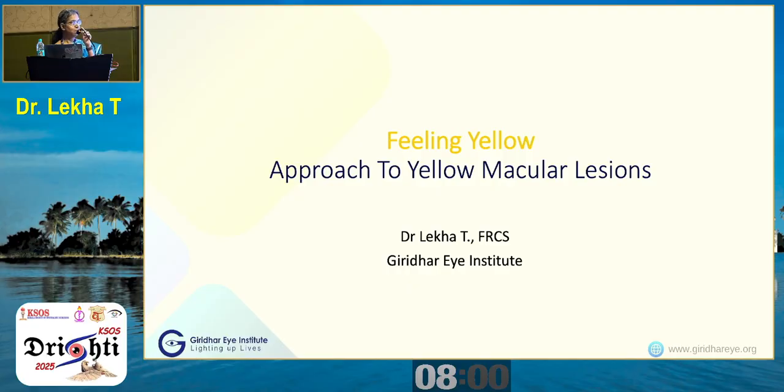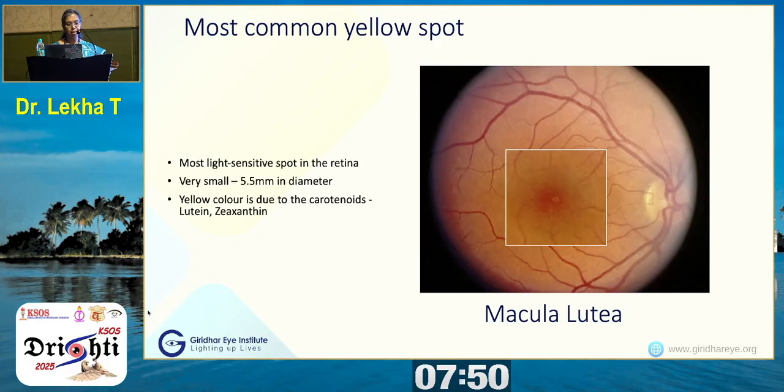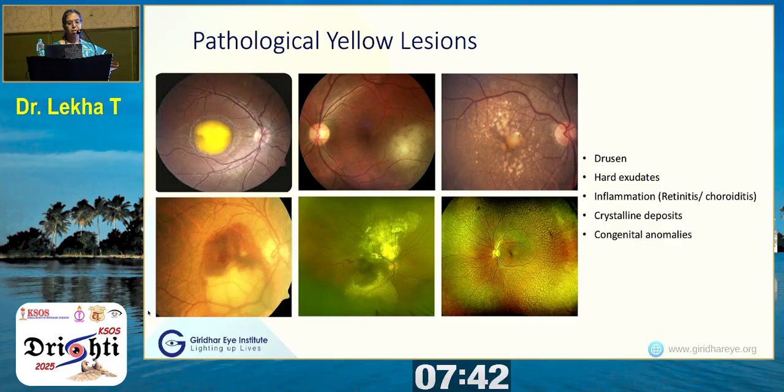Thank you, Dr. Rahul, for giving me an opportunity in this colorful IC. So my topic is approach to yellow macular lesions. The most common yellow spot that we see is actually the physiological spot, which is macula lutea. The yellow color is due to the carotenoids lutein and zeaxanthin, which have a very important protective role in our eye. But we also see a variety of pathological yellow lesions of very wide-ranging etiology, and we'll try to look into some of this in more detail.